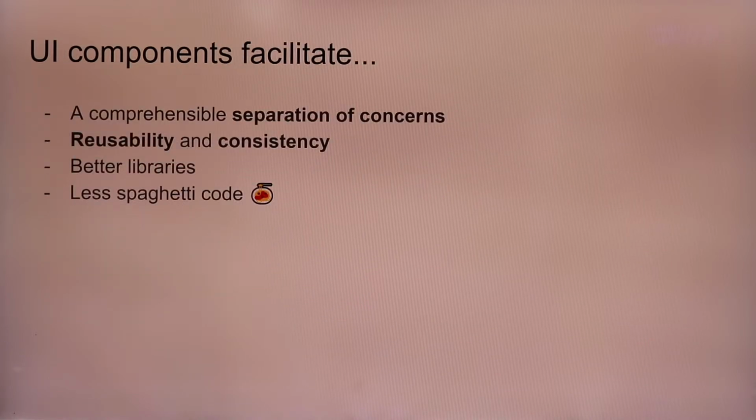Now, why are components a good idea? As everywhere in software development, the separation of concerns or the single responsibility principle are a good thing, and UI components do a very good job at facilitating that. It enables us to write code that's more reusable, and it allows us to create user interfaces that are more consistent, because I only have to code the button once and it will look the same throughout the project, which in turn will give us better libraries and less spaghetti code.